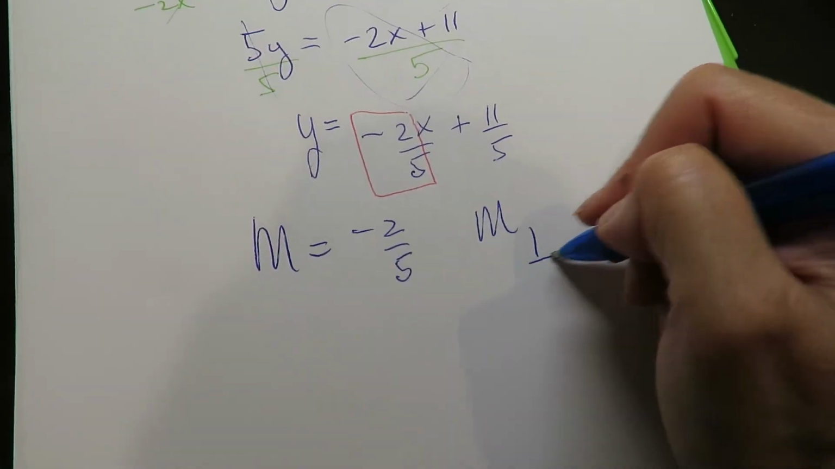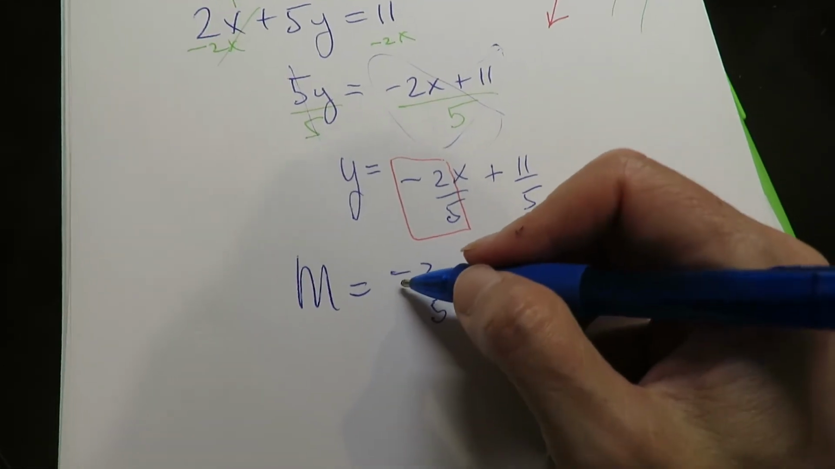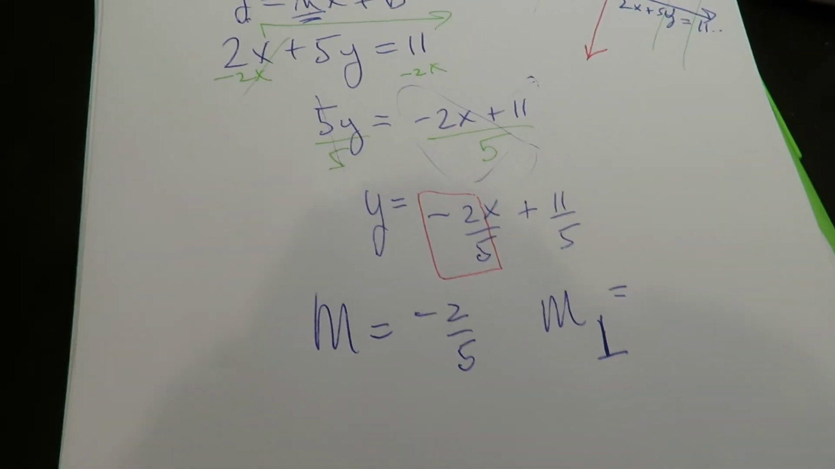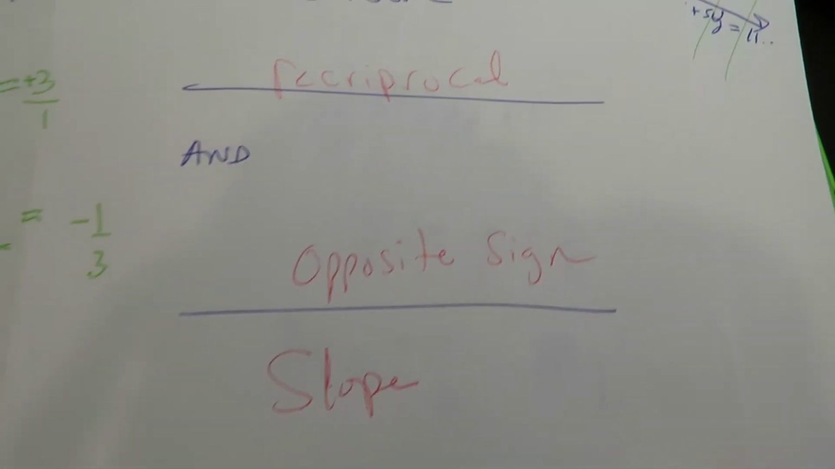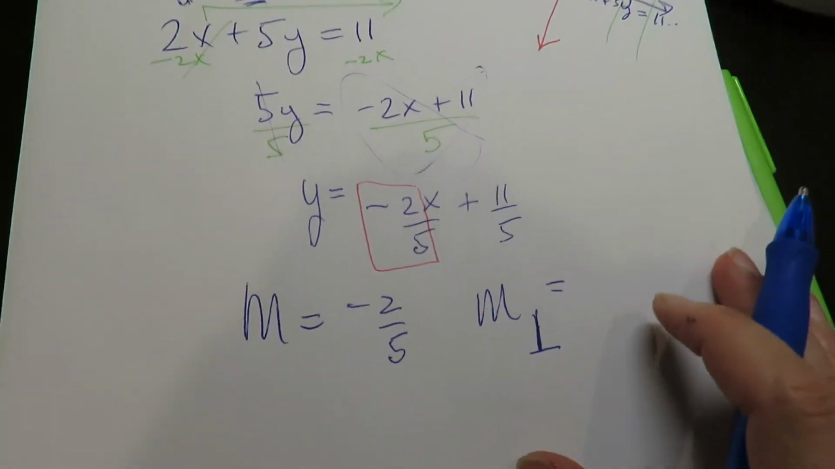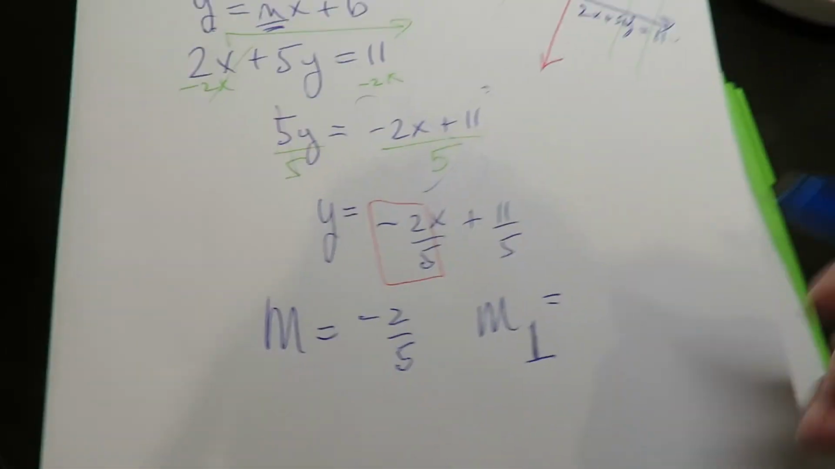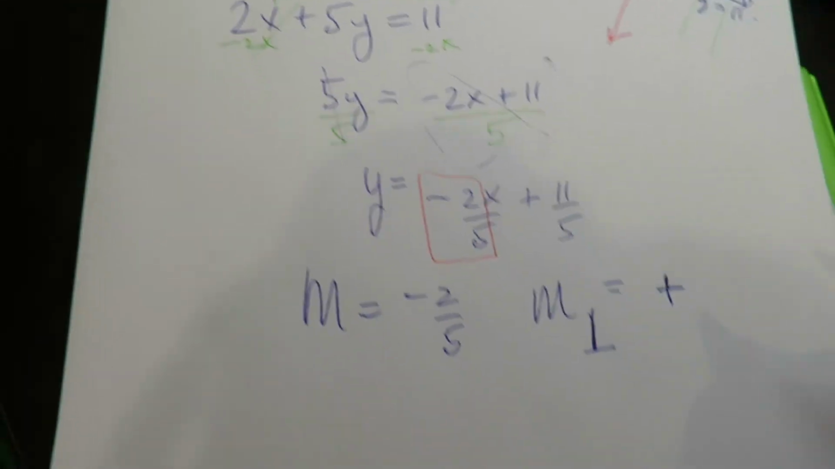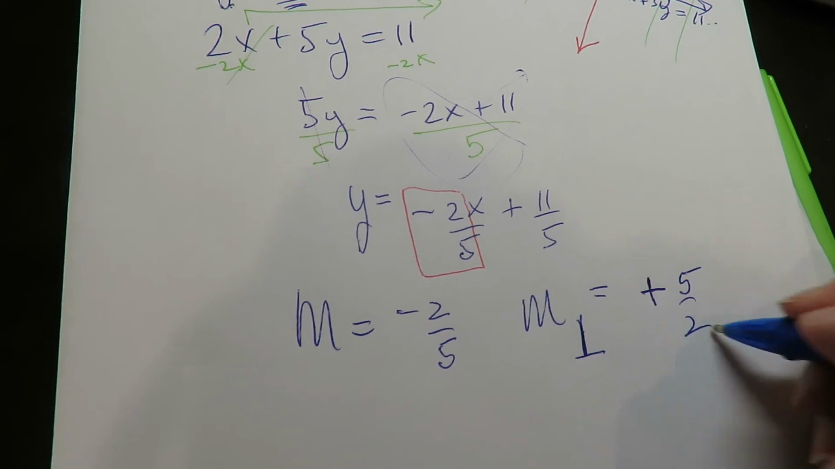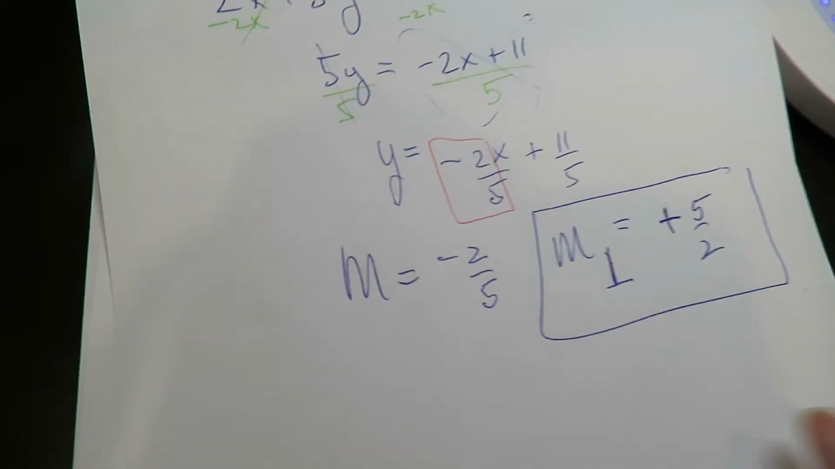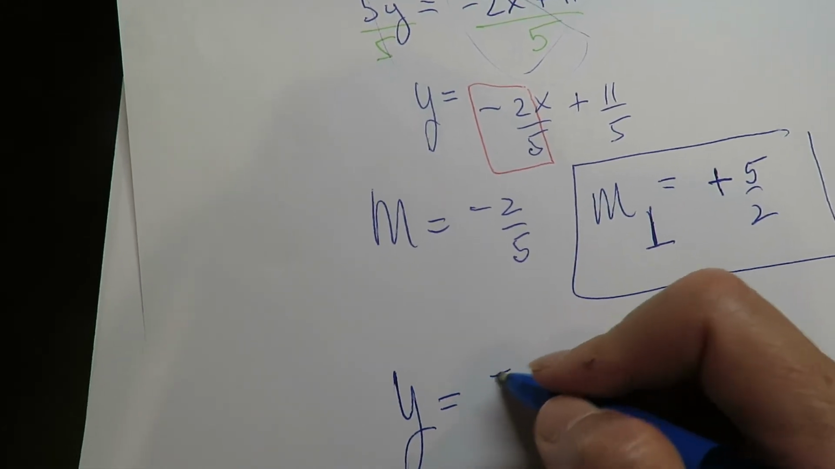And we want to be perpendicular, so we have to figure out what's perpendicular to this. Remember the two rules? You have to make it reciprocal and opposite sign. If this one is negative, then perpendicular has to be positive. If this one is 2/5, then we have to use 5/2. So this is the slope for the line that we're creating.